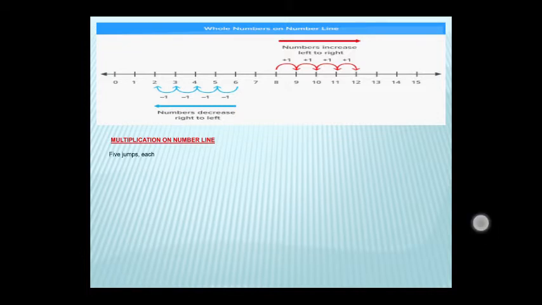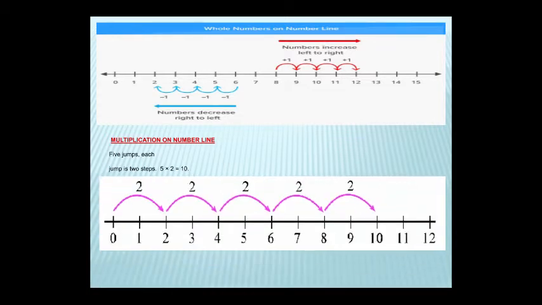Multiplication on a number line. Let us take one example. 5 jumps, each jump is 2 steps. 5 multiplied by 2 equals 10. 5 twos are 10. To represent this using a number line, first you have to draw a number line. The question is 5 jumps, and each jump is 2. For example, 0 to 2, 2 to 4, 4 to 6, 6 to 8, 8 to 10. Each jump is 2 here.